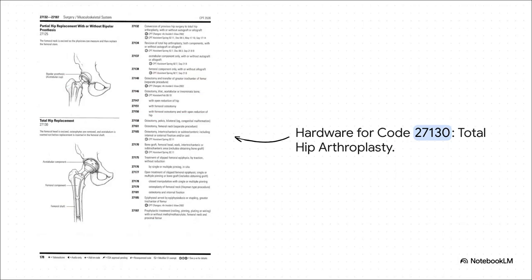The hardware required for this is pretty extensive. You have a metal stem driven straight down into the shaft of the thigh bone, securely holding the new femoral head. And right above it, an artificial acetabular cup nestles perfectly into that reamed-out pelvis. So, when you see code 27130 for a total hip arthroplasty, this exact complex reconstruction is what's being coded.